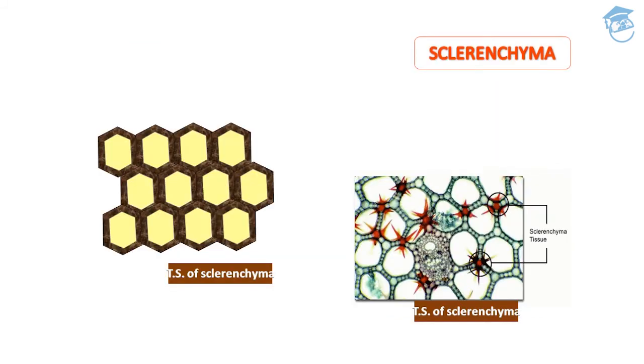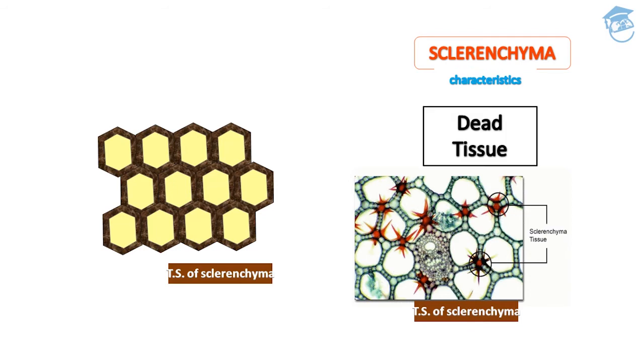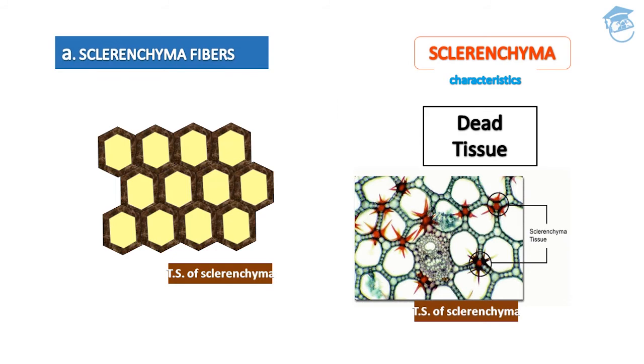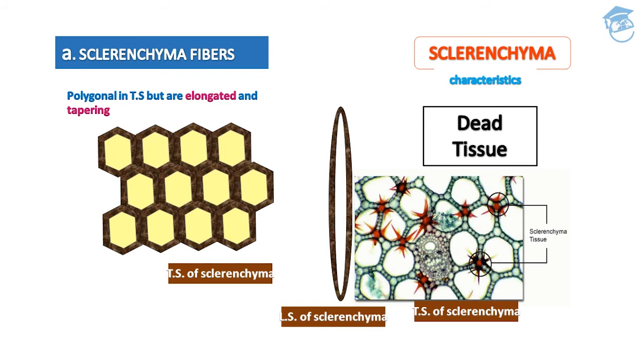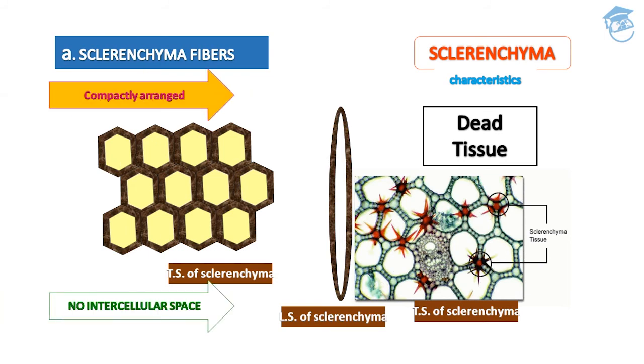See, this is the transverse section of sclerenchyma. They are dead tissues. Two types of cells are there. One is the sclerenchyma fiber, which is polygonal in shape in transverse section, but they are elongated and tapering. See, this is the tapering end, and this is elongated in shape. And another type of sclerenchyma is this. This is the LS section of the sclerenchyma, that is the longitudinal section, and this is the transverse section.